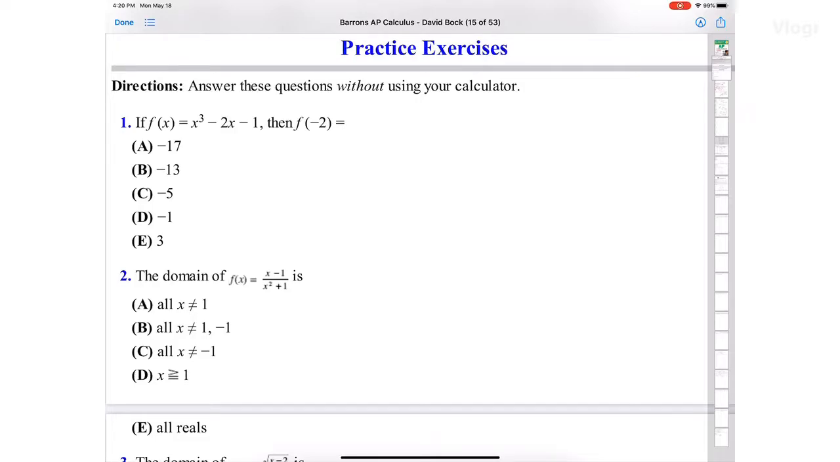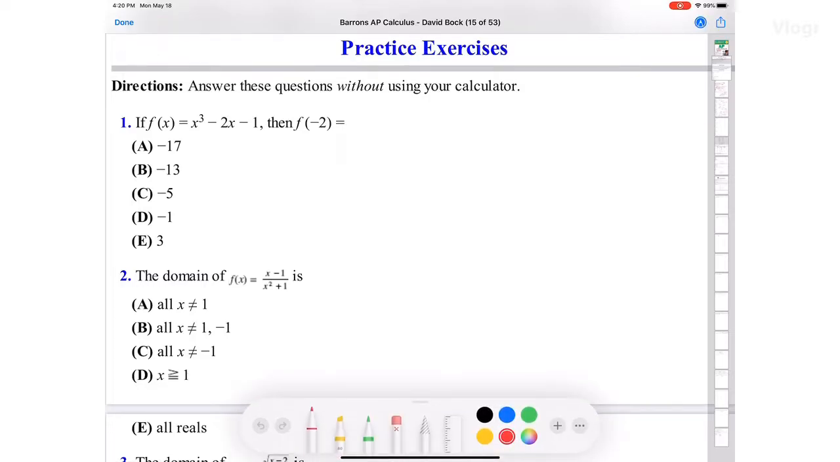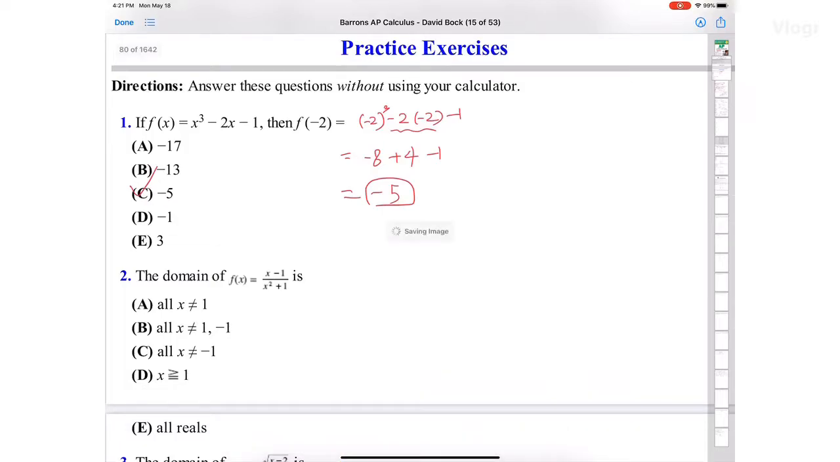Let's just start with number one. I just sort of practice exercises only. Number one, f(x) equals x cubed minus 2x minus 1. Then what is f of negative 2? It is an easy problem, right? Because f of negative 2 means the y value when x equals negative 2. So plug in negative 2 for x. Negative 2 cubed minus negative 2 times negative 2 minus 1. Negative 2 to the third power is negative 8. And then negative times negative is positive 4. And minus 1, you get negative 5, which is the answer, right? It was an easy question. Answer is C.